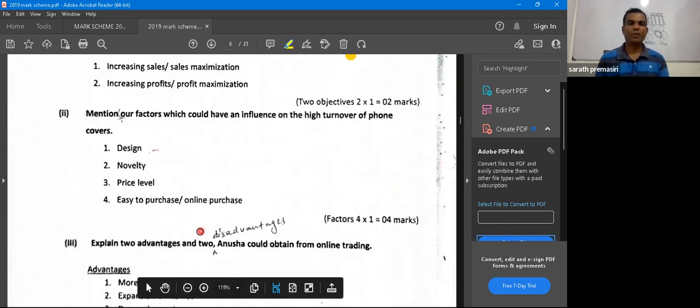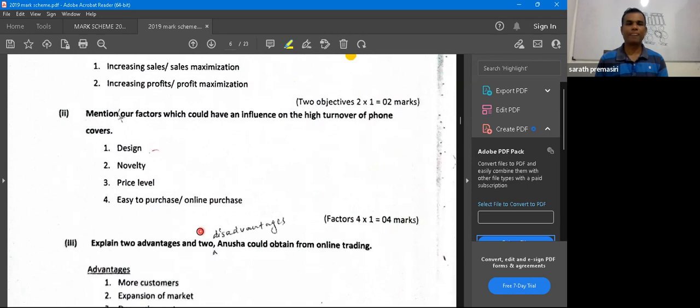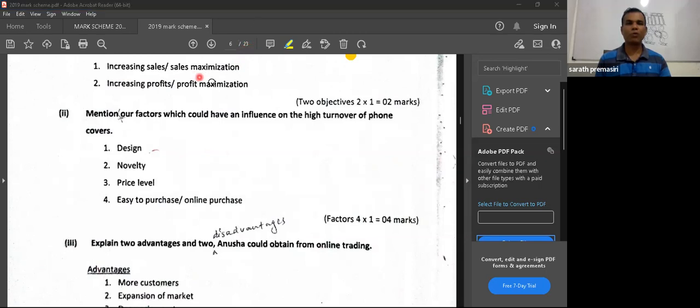Right. Now look at the next question. Explain two advantages and two disadvantages Anusha could obtain from online trading. Try to understand: two advantages and two disadvantages of Anusha could obtain from online trading.